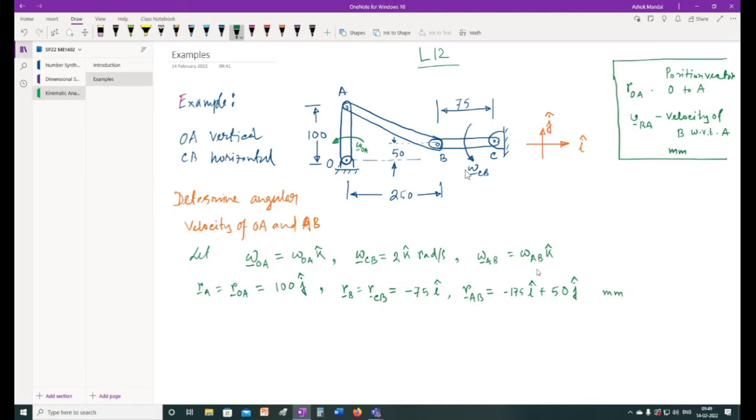Now, once we have this data, all of you understood why this is RAB equals to this?